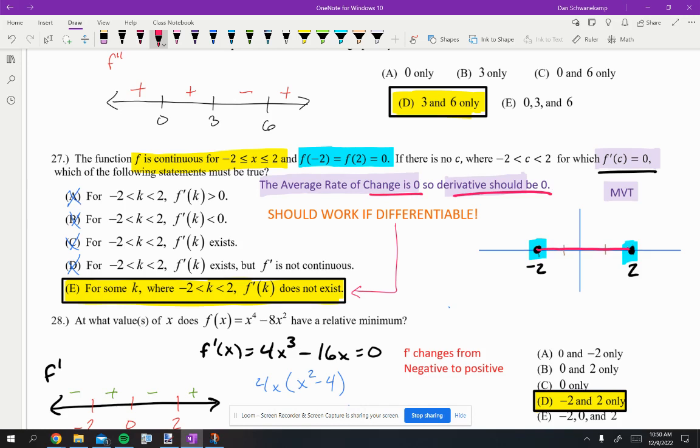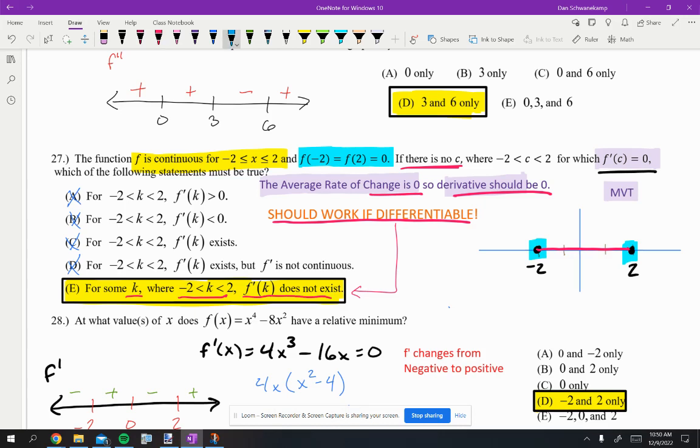But they're telling me it doesn't work. There isn't a time where that's true, okay? So something has to be broken here. What has to be true in order for mean value theorem to work? Mean value theorem states that we have to be differentiable, okay? And so it should work if I'm differentiable. Which one of these tells me I'm not differentiable? Letter E does. Letter E says there's some place between -2 and 2 where the derivative does not exist. That means it's not differentiable, okay?